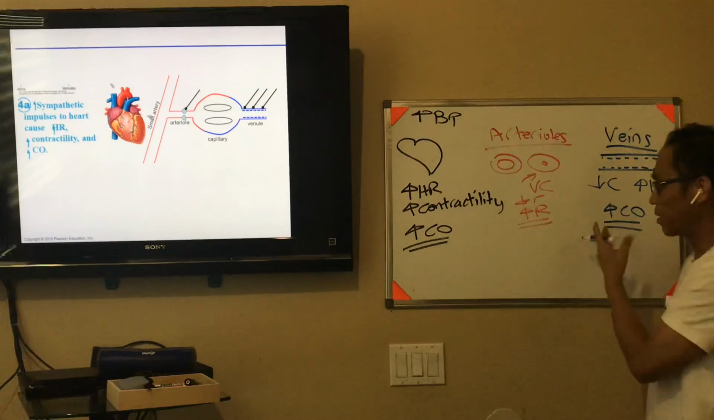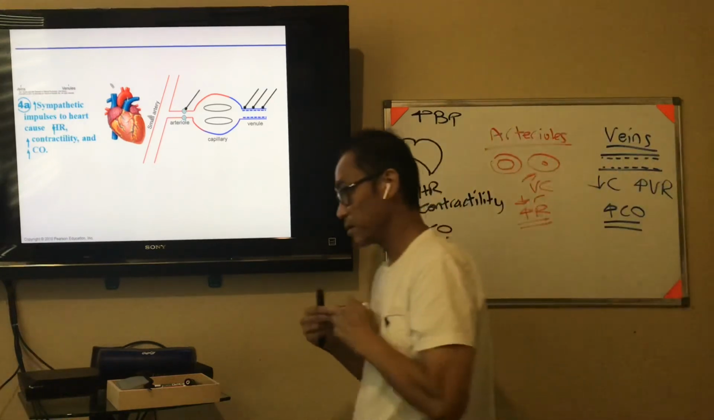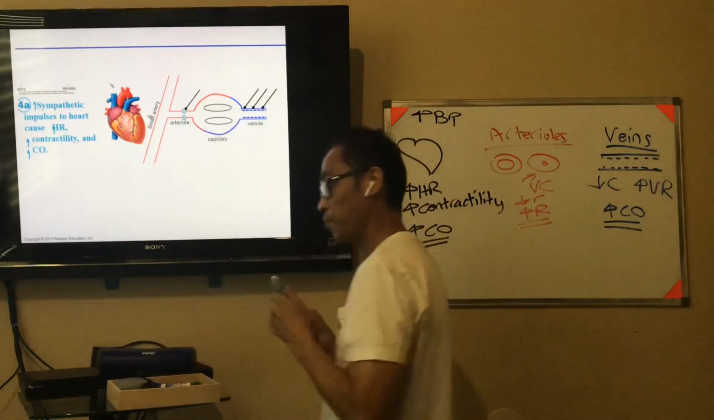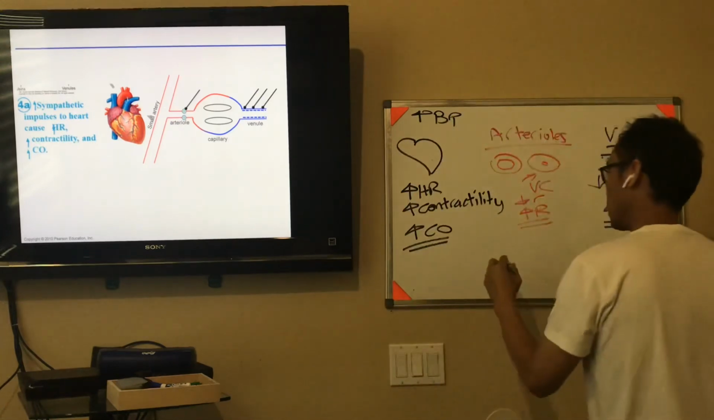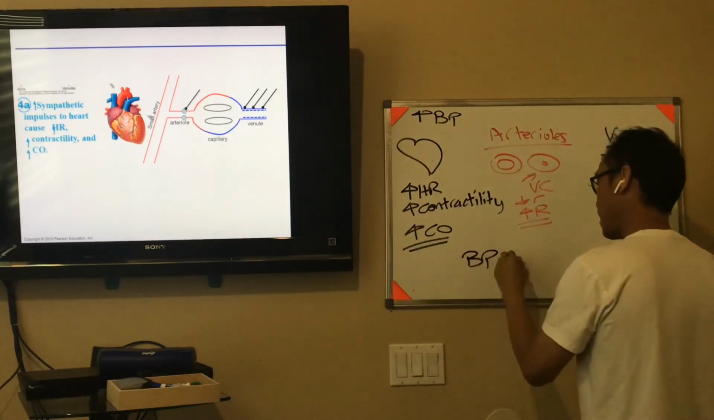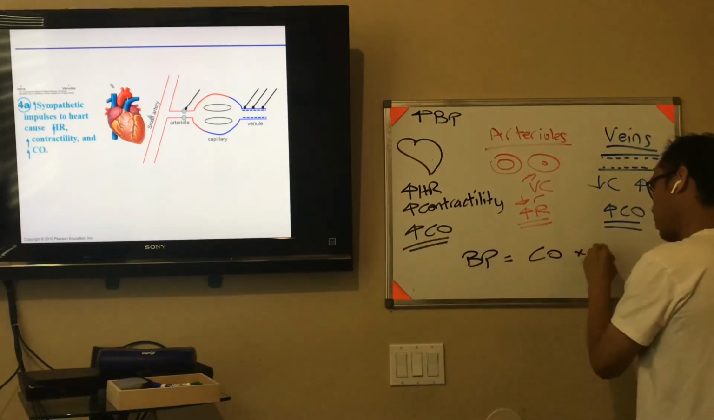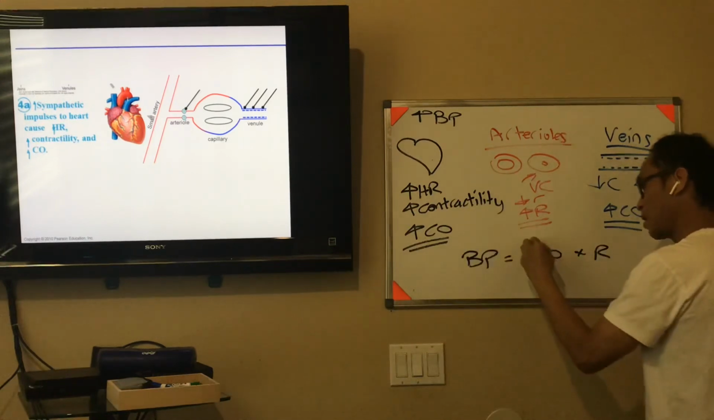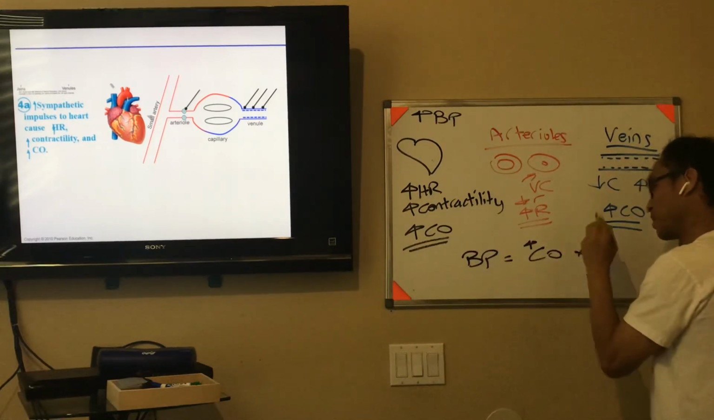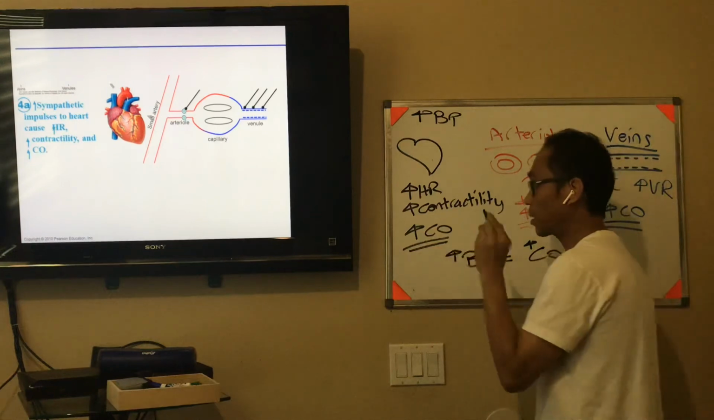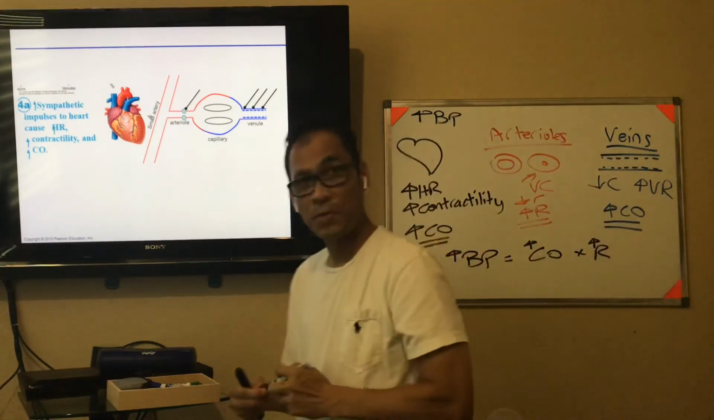Okay, so look at what we've done here and relate it back to your equation. Blood pressure is maintained by a function of cardiac output times peripheral resistance. We've increased cardiac output and increased the resistance to increase blood pressure to correct the orthostatic hypotension.